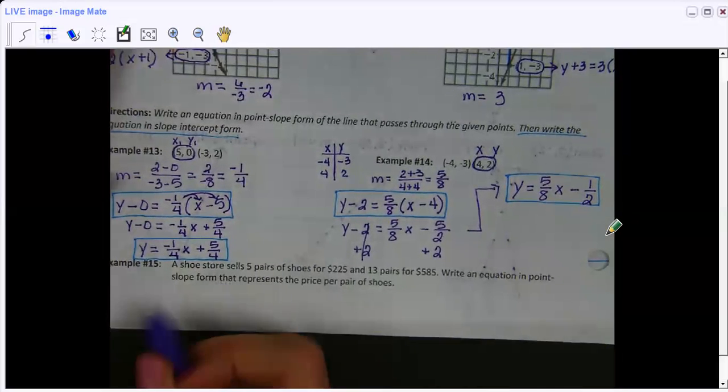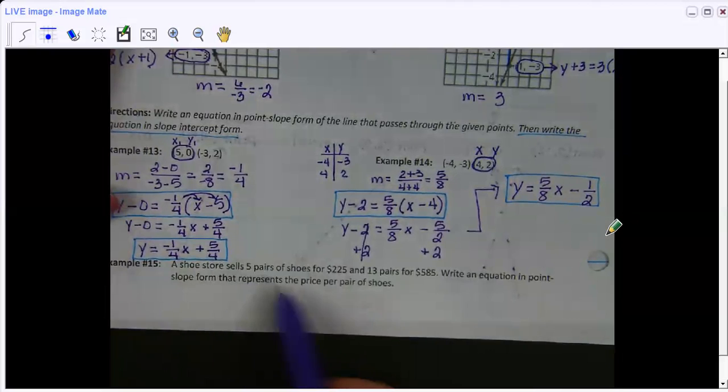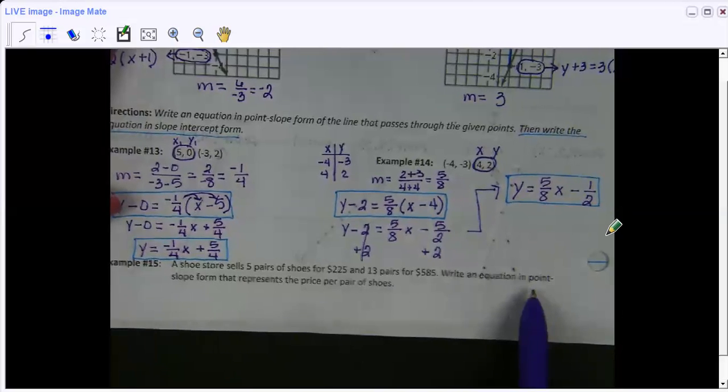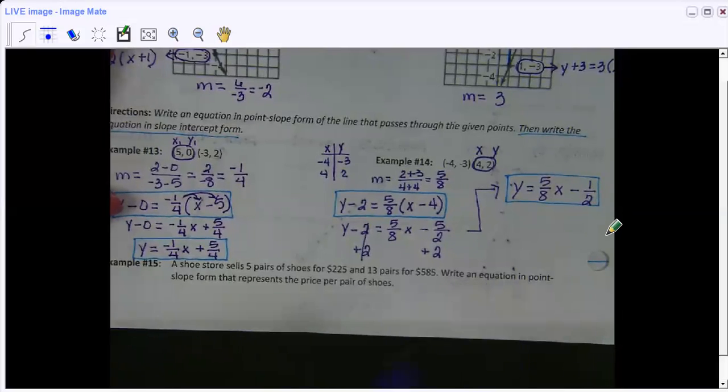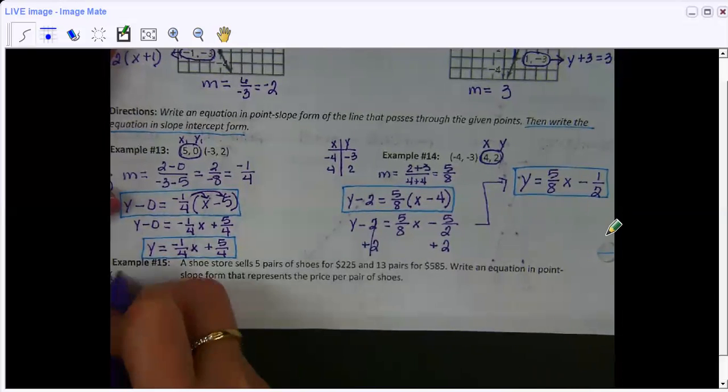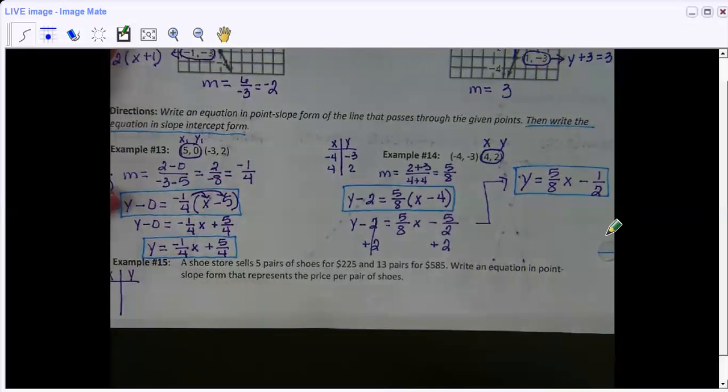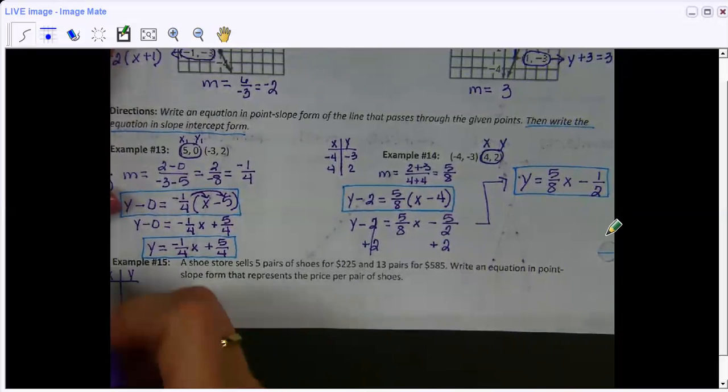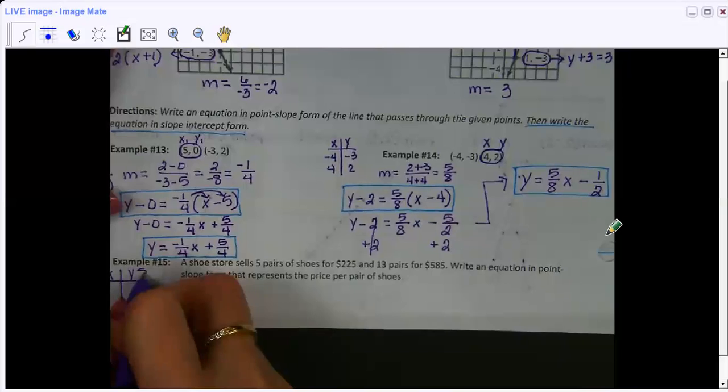All right, so a shoe store sells 5 pairs of shoes for $225 and 13 pairs for $585. We're going to write an equation in point slope form. So we need a point and we need the slope. Well, in order to find the slope, I need to figure out what my variables are and plug them in here. Now, I am comparing pairs of shoes and costs. So which one is my X and which one's my Y? Pairs of shoes are your X and the cost is your Y. Yeah, number of shoes and then your costs.